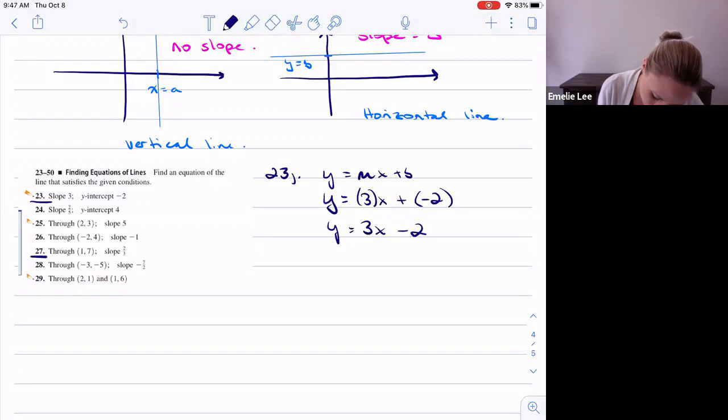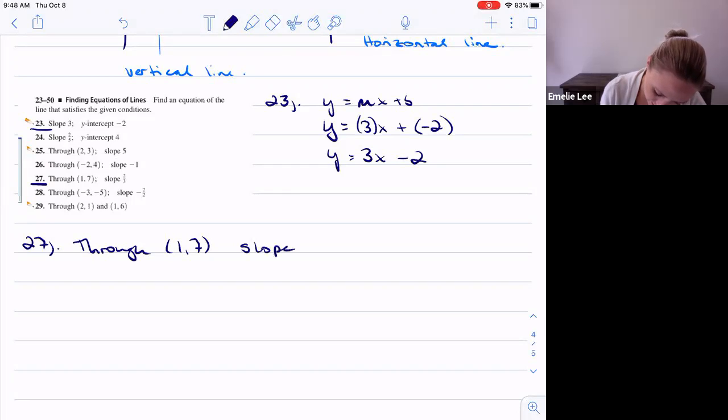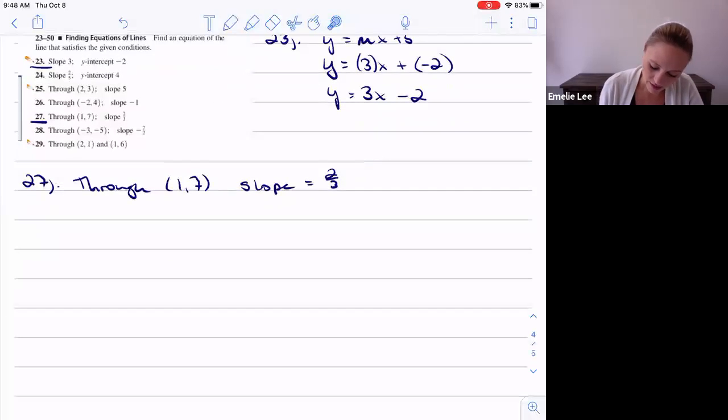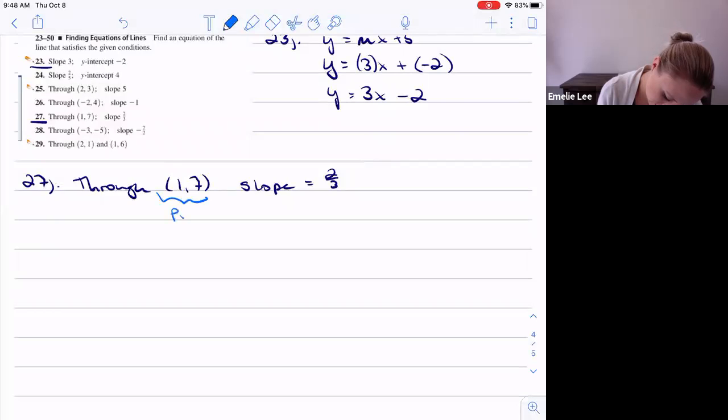Let's do 27 because it looks a little bit trickier. So 27 is a line through 1, 7. Oops, helps if I write it properly. 1, 7 with a slope of 2/3. Okay. So I have a point and I have a slope. So point and slope. Therefore, I use the point slope form of a line.